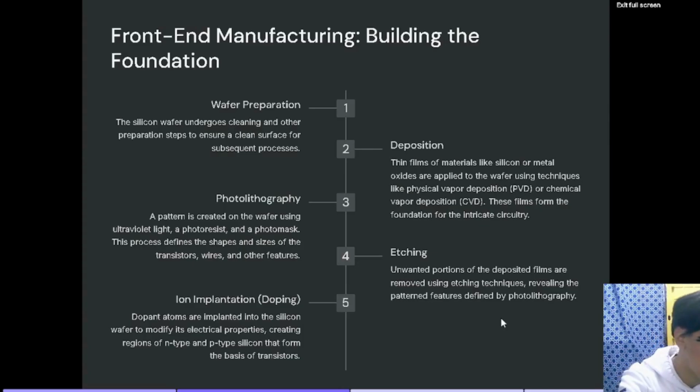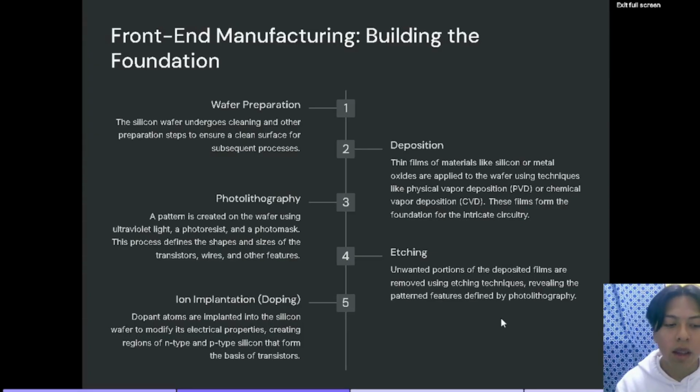And subtopic number four is etching. For portions of the deposition, the films are removed using techniques revealing the pattern of the features defined by photolithography. And number five, the subtopic, is ion implantation.